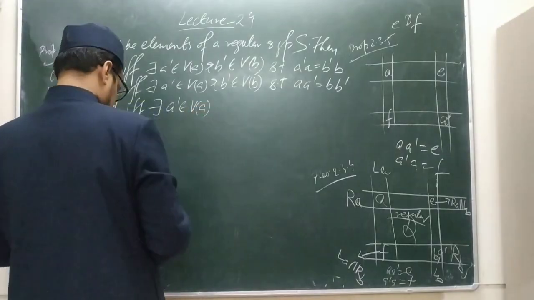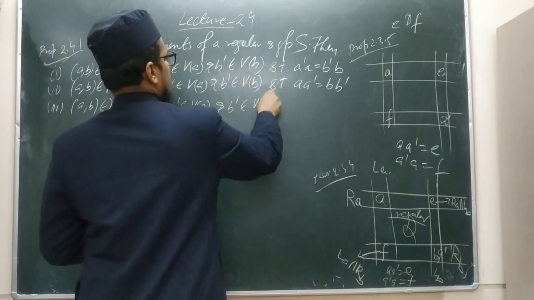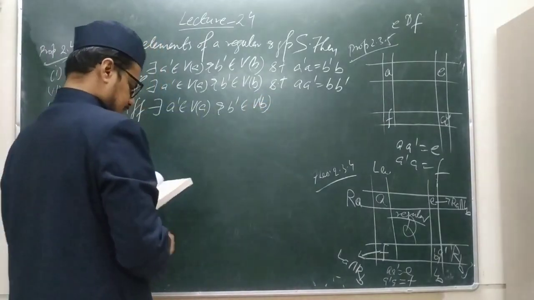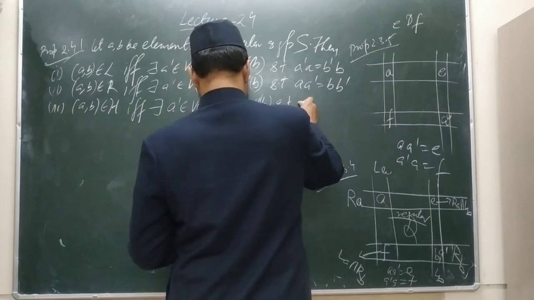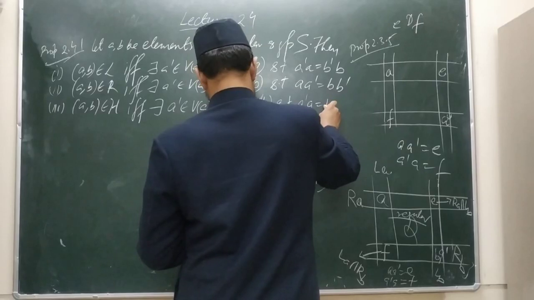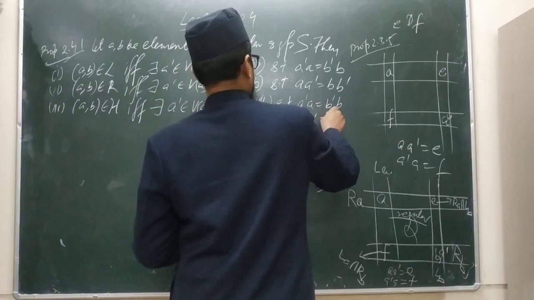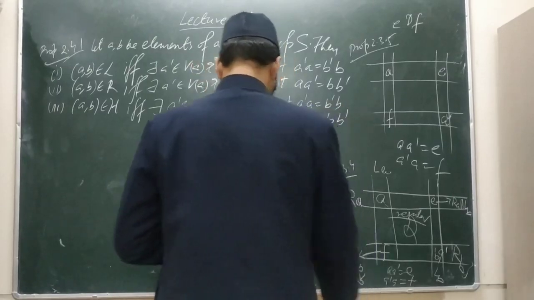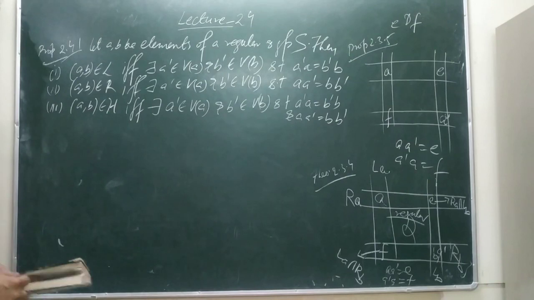VA and B' belongs to VB such that AA' is equal to BB' and A'A is equal to B'B. Correct. So these are the three parts.